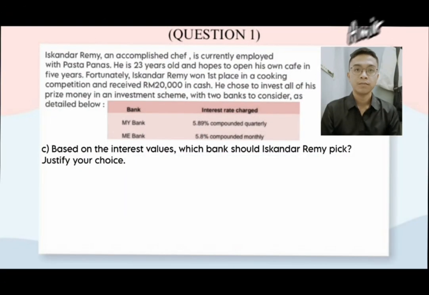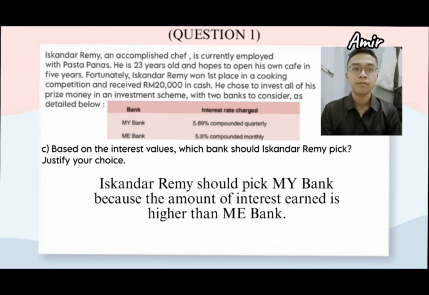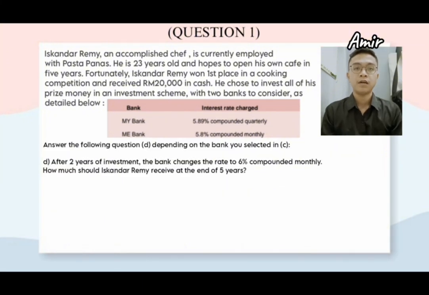Question C. Based on the interest values, which bank should Iskandar Remy pick? Iskandar Remy should pick MY Bank because the amount of interest earned is higher than ME Bank. Question D. After 2 years of investment, the bank changed the rate to 6% compounded monthly. How much should Iskandar Remy receive at the end of 5 years?